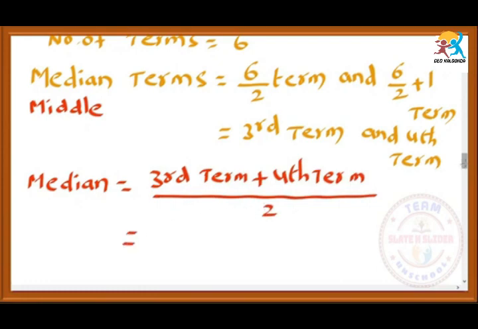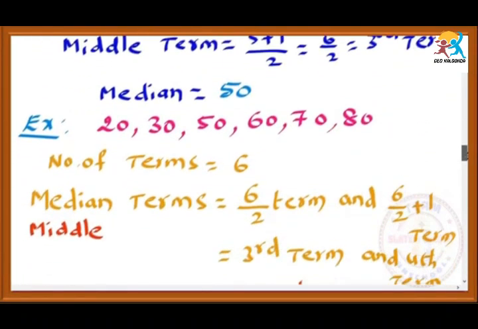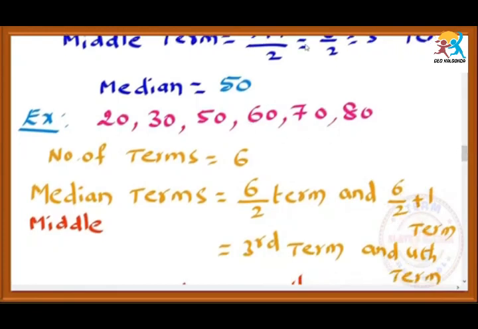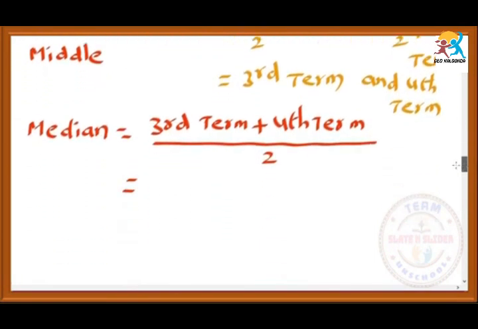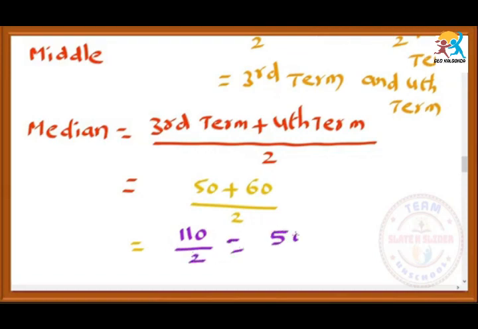So in the example, the third term is 50, and so the middle terms are 50 and 60. We have to take the average of these two terms, 50 plus 60. Third term is 50 plus fourth term is 60, by 2. Then it will become 50 plus 60, that is 110 by 2, which is equal to 55.